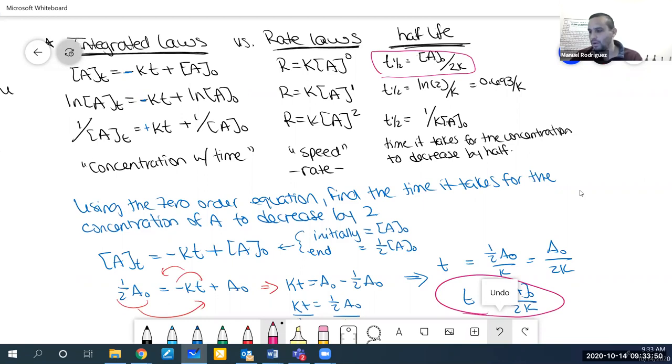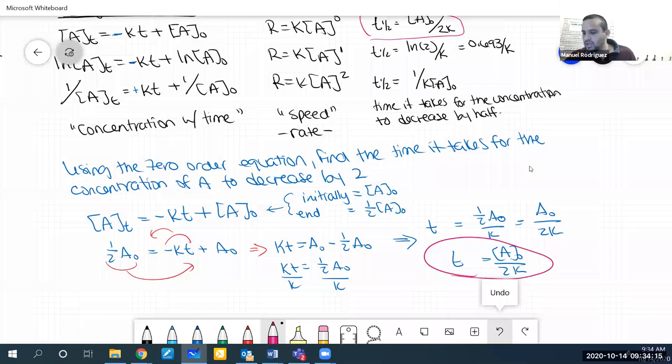Does that make sense? So they just took the integrated law and figured out, if the initial is this number, how long it takes for that number to decrease by two. And they ended up with those equations. So these half-life equations are basically the same as the integrated law equations. So for integrated laws, you basically need to be able to use them.